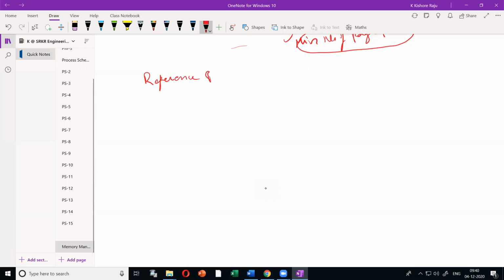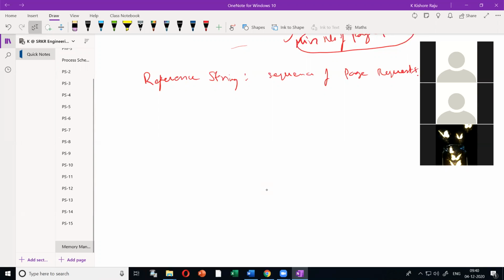A reference string. I already told you. I did. So a reference string represents a sequence of page requests. Reference string means sequence of page requests.